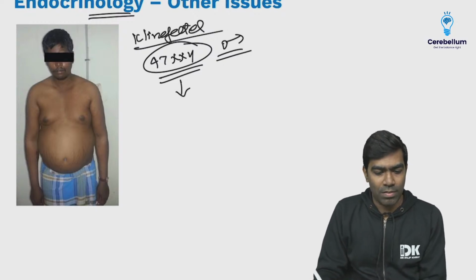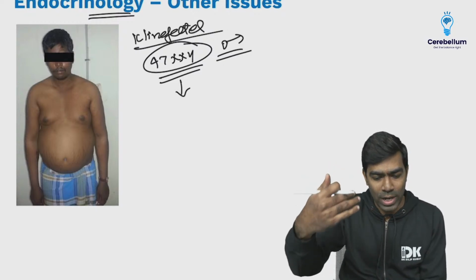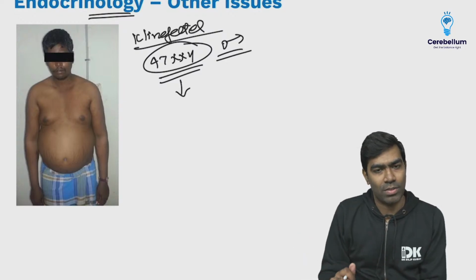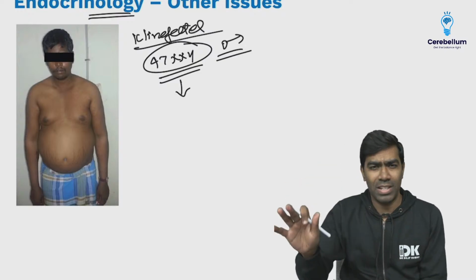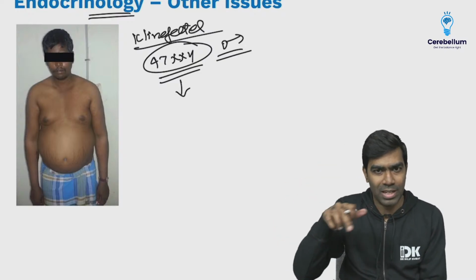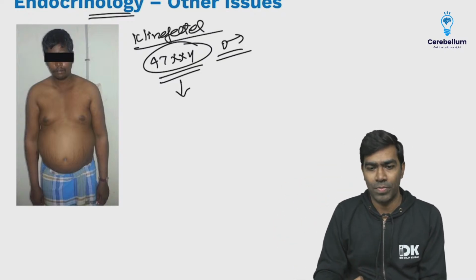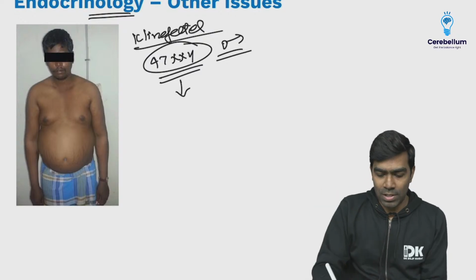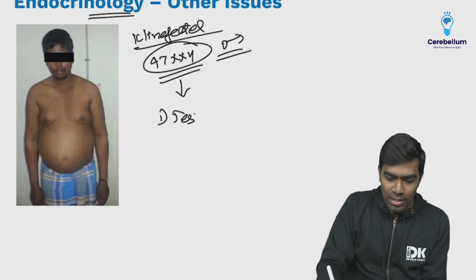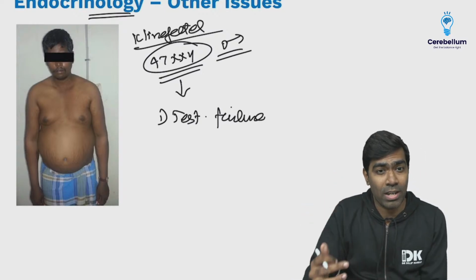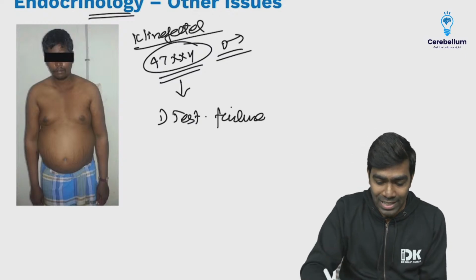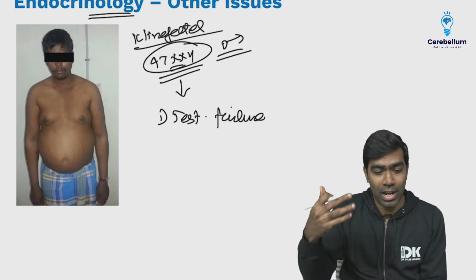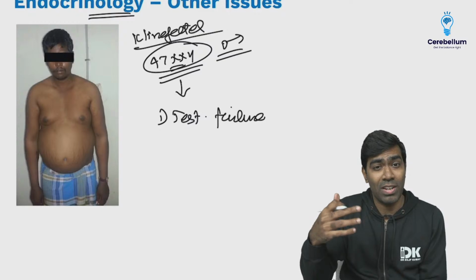So what is the feature? The feature will be the extra X effect. Shield chest is a feature of Turner syndrome, and there are plenty of other features of Turner, but the classical triad is more important. So what will be the feature? Number one, testicular failure. That's called the extra X effect. Because of that extra X, the testicles will not develop properly, so the patient will have testicular failure.